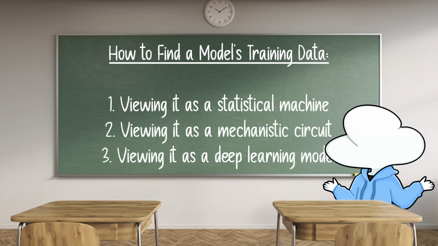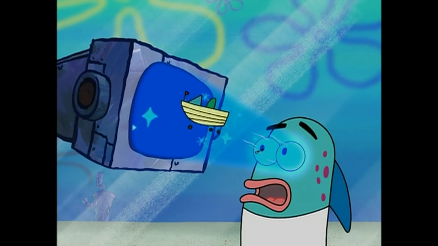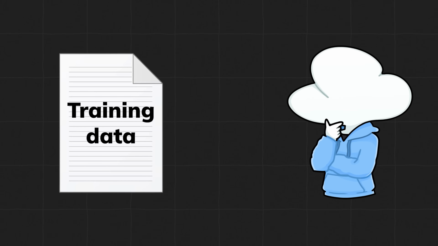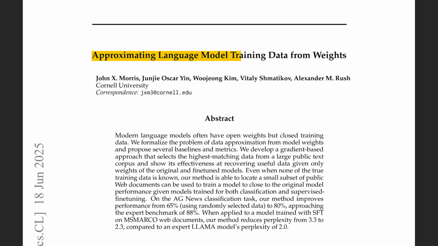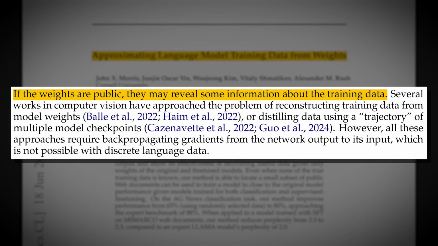So right now, with the current topic being reverse engineering the training data, what if we instead change our perspective and skip digging out the training data from a model into simulating the effect of the original training data? In this paper called Approximating Language Model Training Data from Weights, it shows that a model's two weight files, the one before fine-tuning and the one after, would contain strong clues about the private training data used.